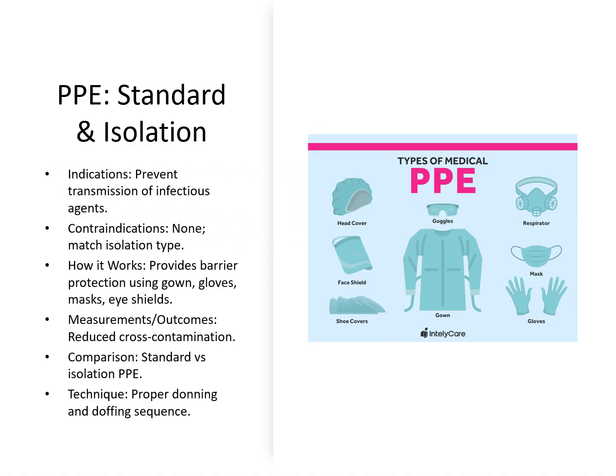On this slide, we're talking about standard and isolation PPE. PPE is used to prevent the transmission of infectious agents between patients and healthcare workers. There are no strict contraindications, but the type of PPE must match the isolation precautions such as contact, droplet, or airborne. PPE works by providing a physical barrier using gowns, gloves, masks, and eye protection, and the outcomes we expect are reduced cross-contamination and fewer hospital-acquired infections.